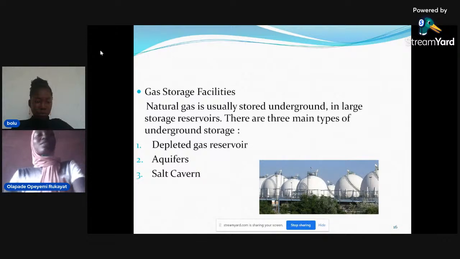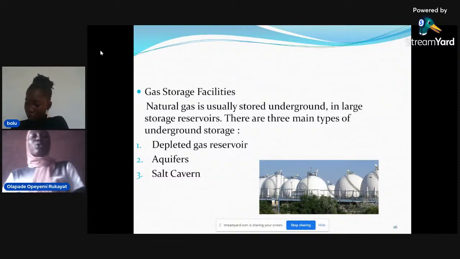The third one is the salt cavern. Now this is very, very good because it doesn't allow the escape of the injected gas. Once the salt cavern is formed, it doesn't allow the escape of the injected gas. So those are the three main types of underground storage.